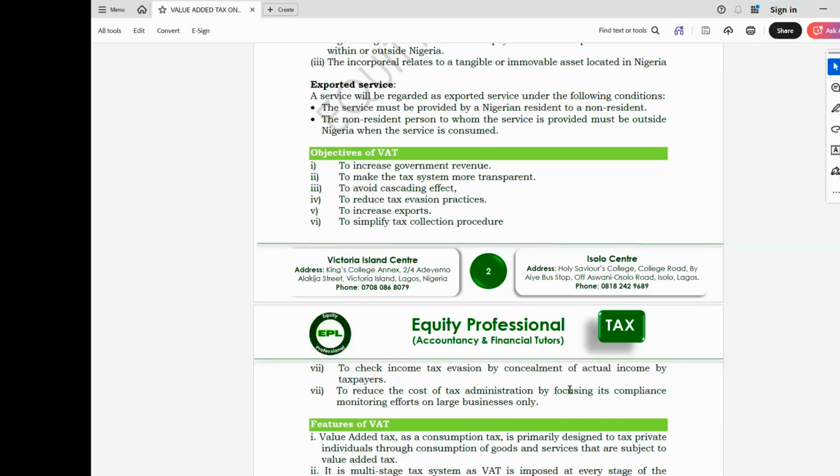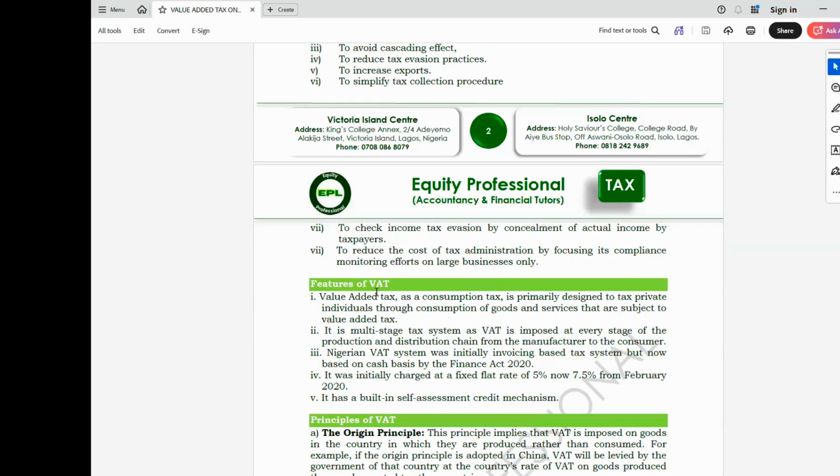Because value-added tax is a system whereby the taxpayer will collect the tax himself and make the payment. So it makes the process of collecting the tax easier, and the cost of collecting the tax is reduced as far as the government is concerned. Then we also have features of a value-added tax. So value-added tax is a consumption tax.